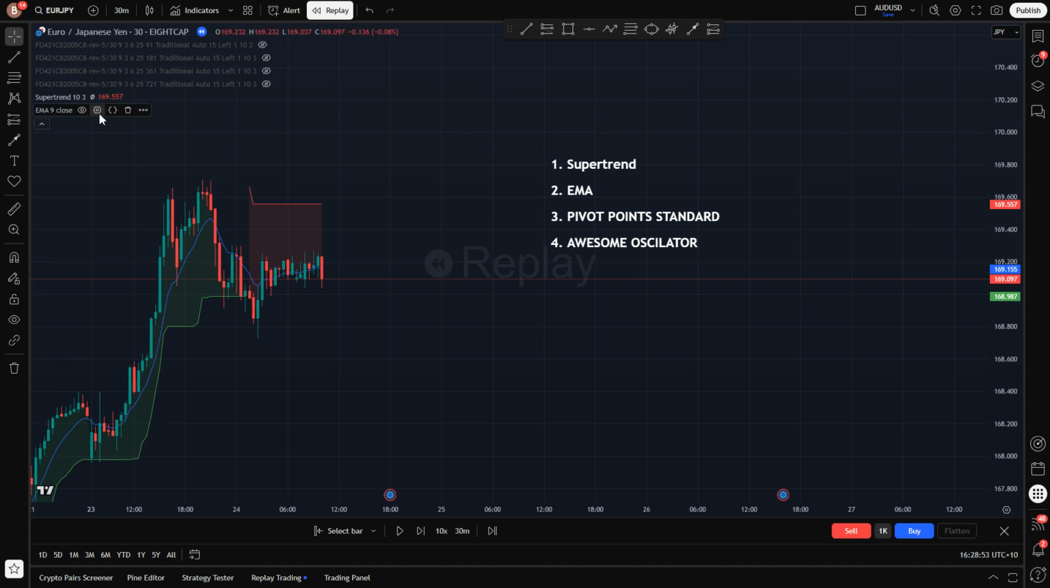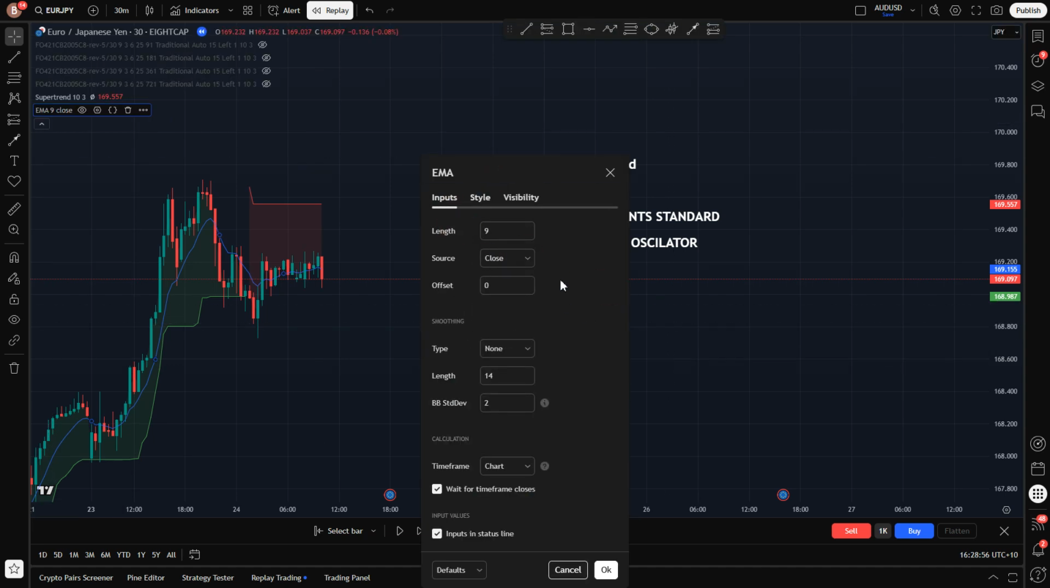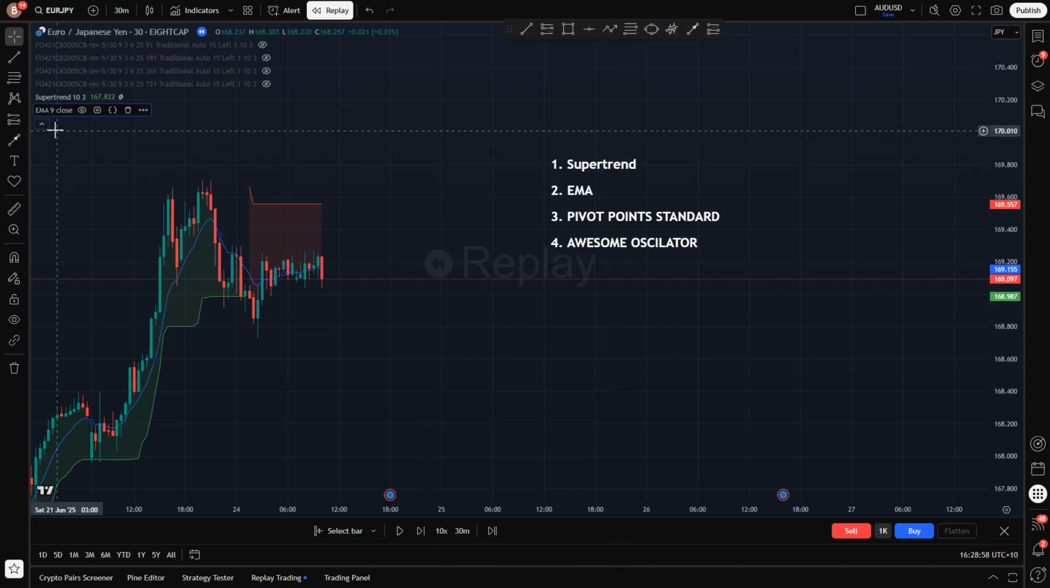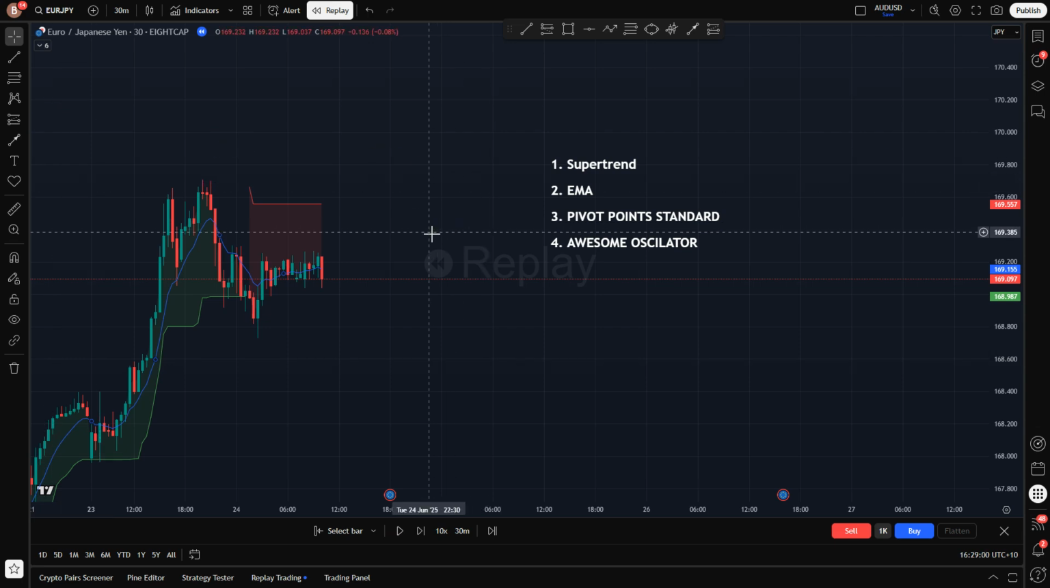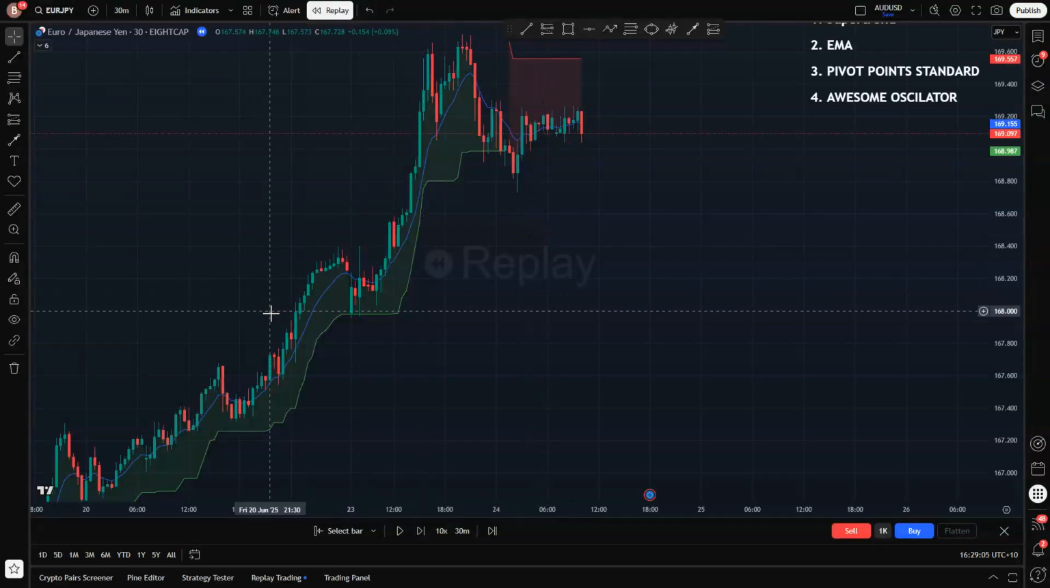You can see it's default. I do not have to change any of the settings. This is showing us the average price of the market. You can see when we're above this blue line, that's now come on my screen, right?